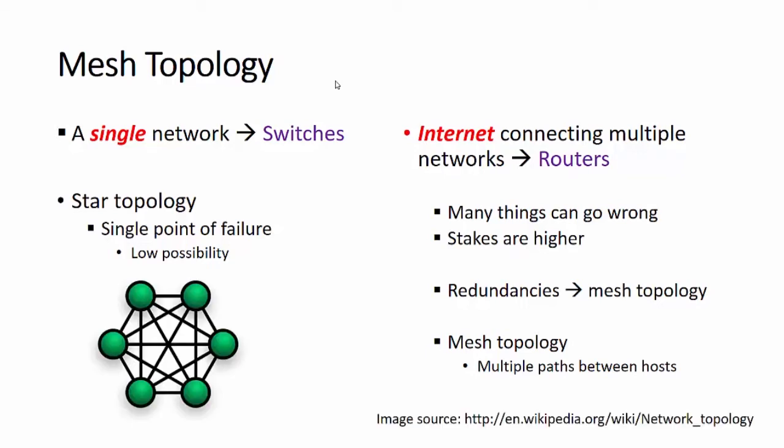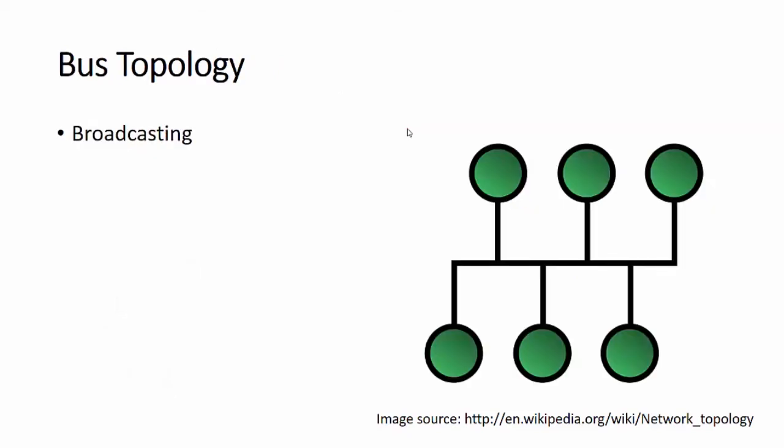And here is a diagram of mesh topology, and as you can see, in between the two hosts, you can have more than one possible connection. Therefore, even if one of the connections fails, you still have a way to get to the host you want to reach. Bus topology depends on broadcasting.